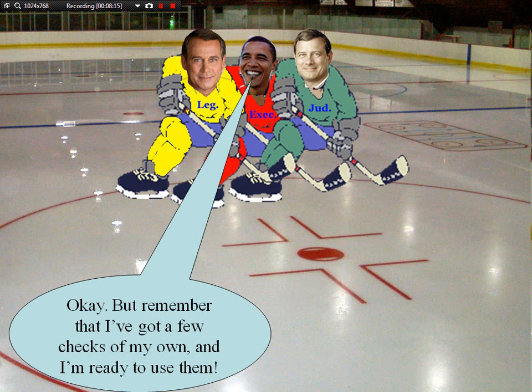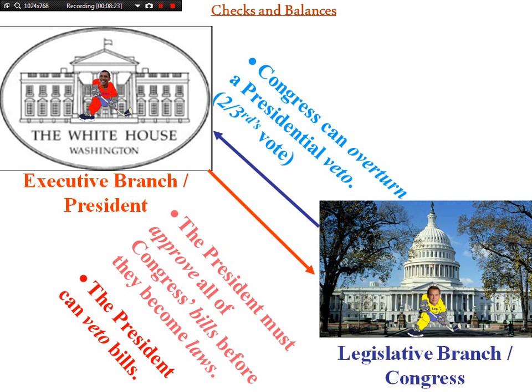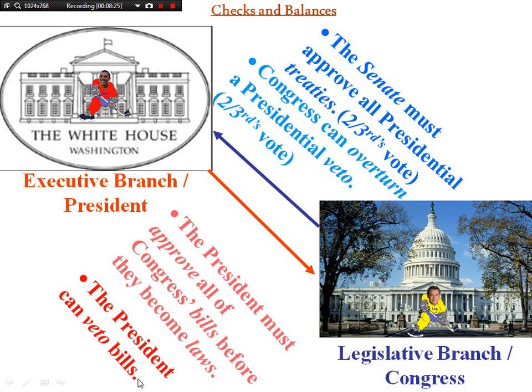Okay, but still the president and the executive branch have checks of their own. Okay, so how does the executive branch and the president check Congress? Well, the president must approve all Congress's bills before they become a law. So if Congress wants to create a law, it has to go to the president to be signed. Okay? Now, the president can veto a bill. So if a bill, a wannabe law, goes to the president and he doesn't like it, he can veto it and send it back to Congress. That makes it very, very difficult to get that law passed. But it still can happen.